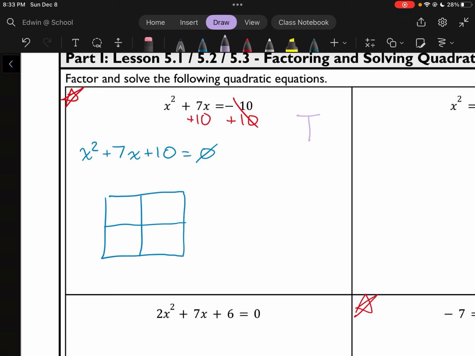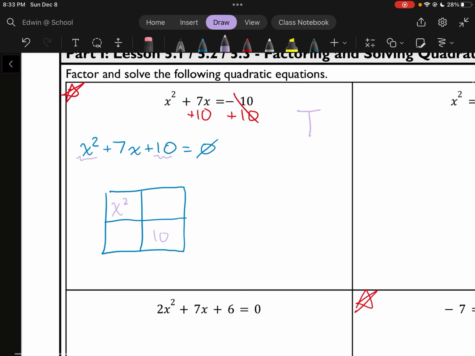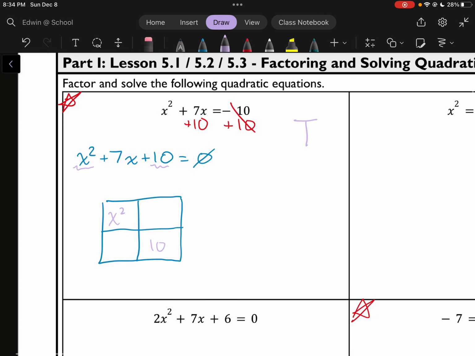We'll make a tree just already. And we're going to put in the x squared, which is just the first term, and then the 10, which is just whatever's in the back here. So now our goal is to find two numbers that are going to multiply to 10, which is the last term right here, and add up to the middle term, which is 7, right here. It has to multiply to 10 and add up to 7.